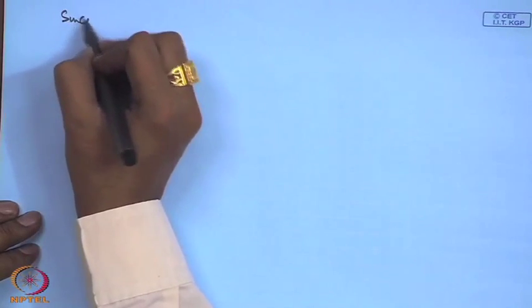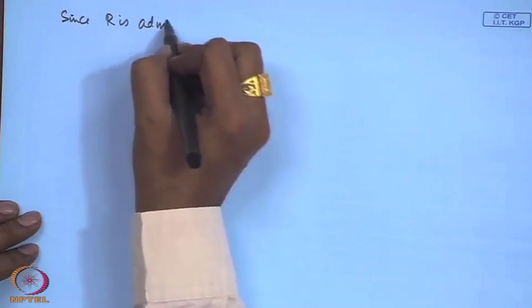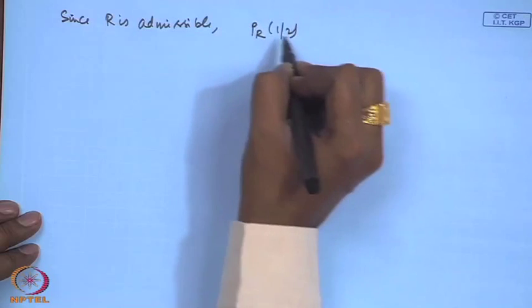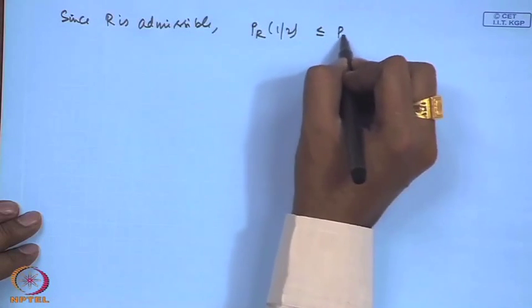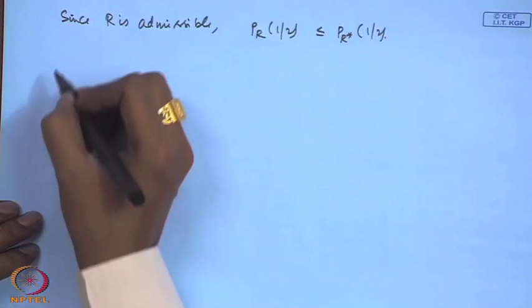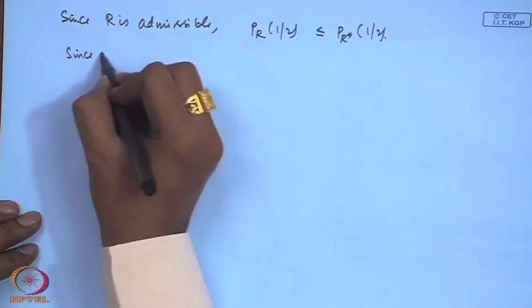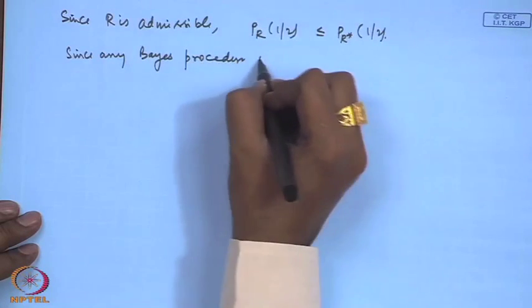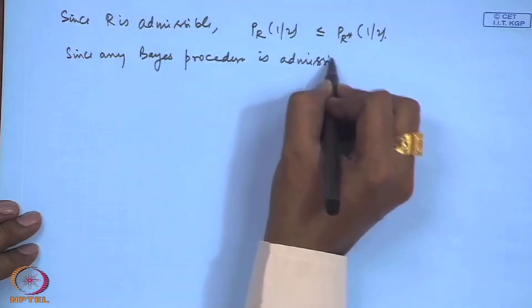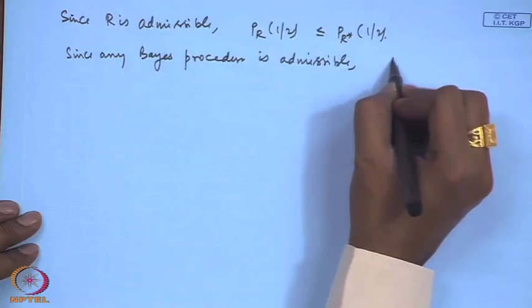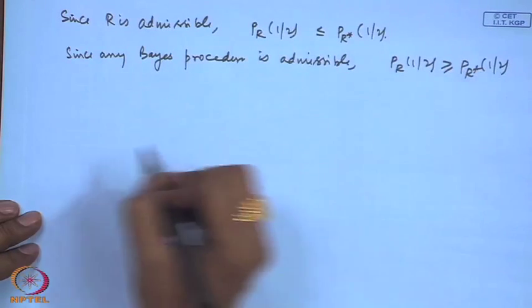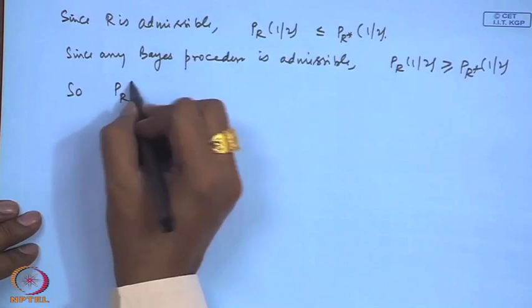Now, since R is admissible, therefore, we must have P of R 1 given 2 to be less than or equal to P of R star 1 given 2. Since any base procedure is admissible, we will have the reverse. That means P of R 1 given 2 has to be greater than or equal to P of R star 1 given 2. So, basically it means that they are same.